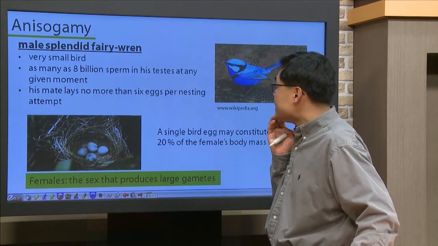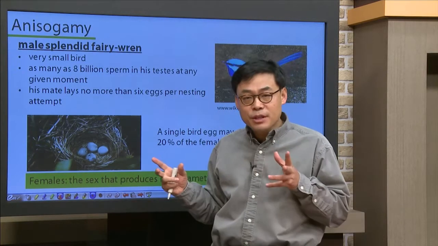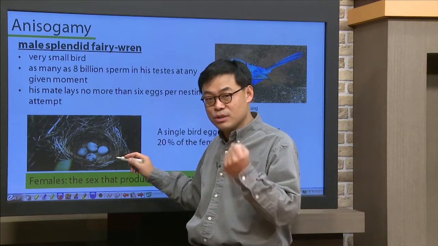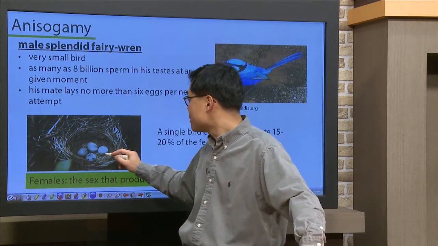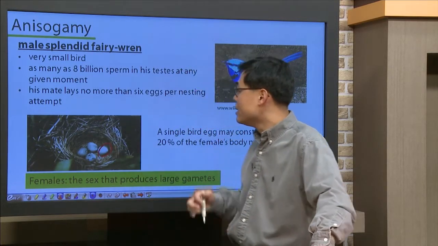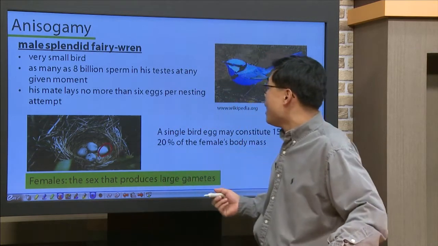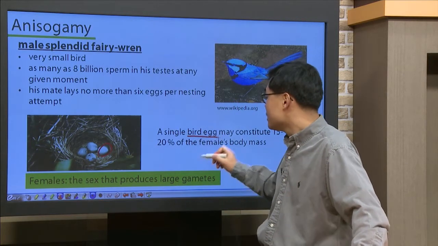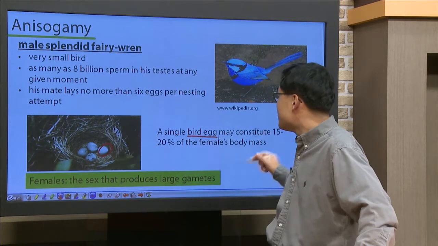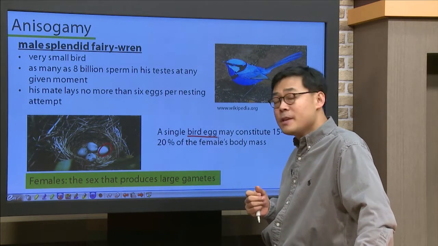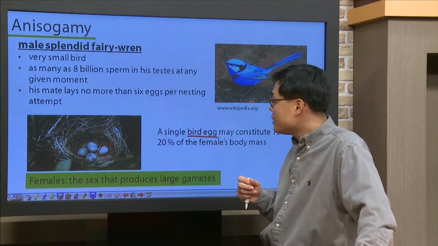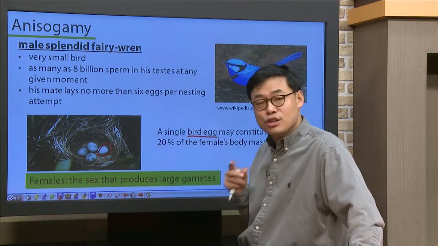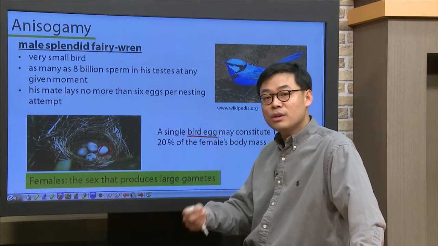Gamete size: if you see eggs, like chicken eggs, we can see them. They are huge. You may eat them for breakfast. This is the egg. It's huge. And sometimes a single bird egg may constitute about 15 to 20% of the female's body mass.